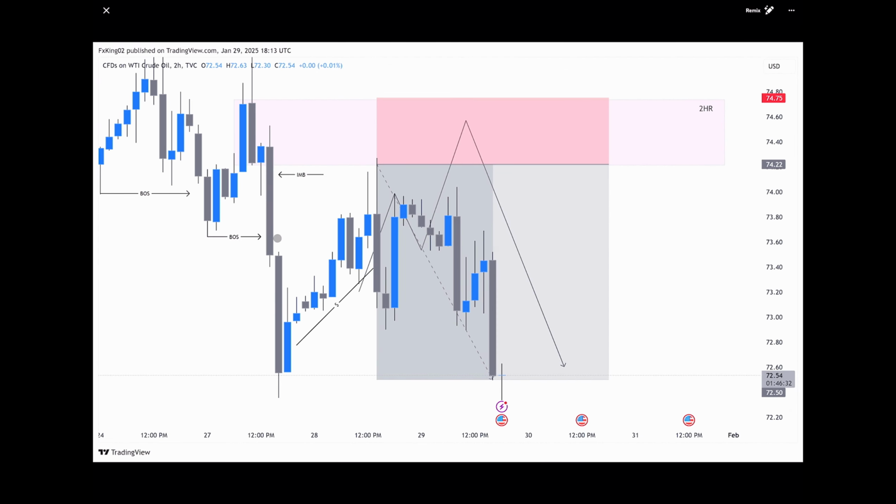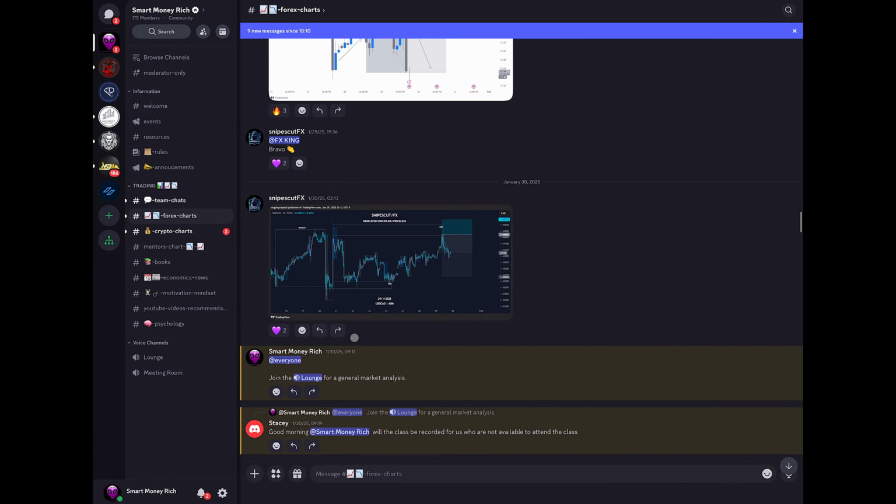You see FX King right here. This is US oil, right? It waited for price to break the structure. He marked out his supply zone because there was an imbalance. Price liquidated, rebalanced, mitigated, and sold off. This is just how we trade, right?